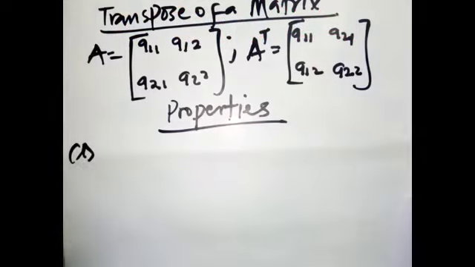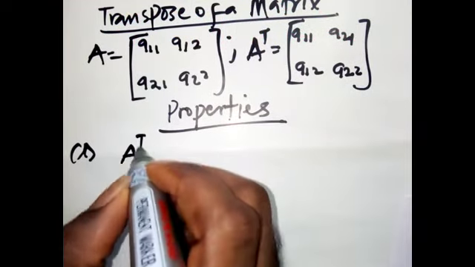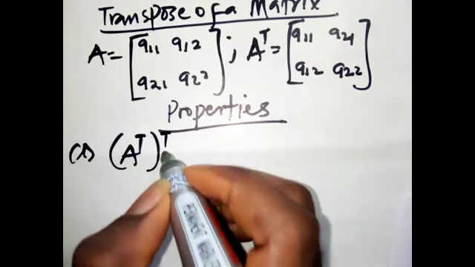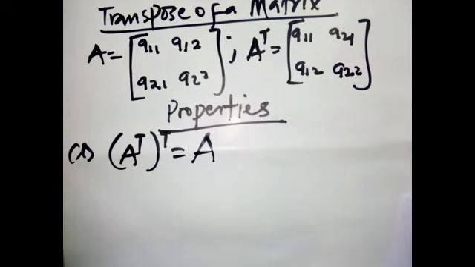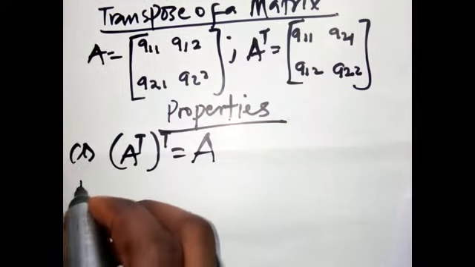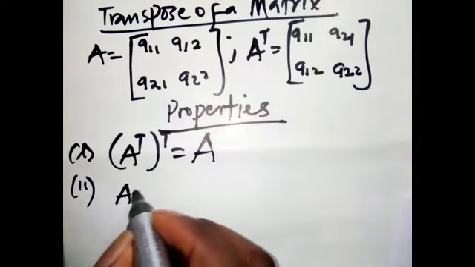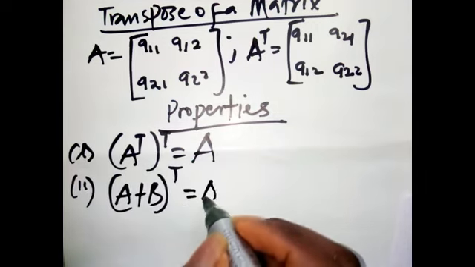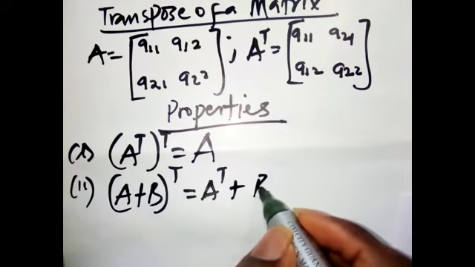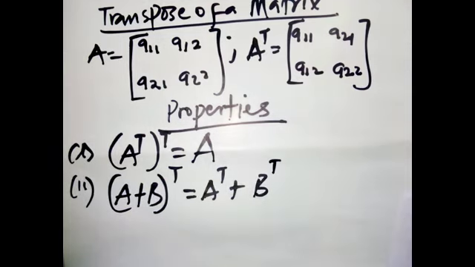For the first one, we have that the transpose of the transpose of a matrix is equal to the matrix. Also, the transpose of the sum of two matrices is equal to the transpose of the first matrix plus the transpose of the second matrix.